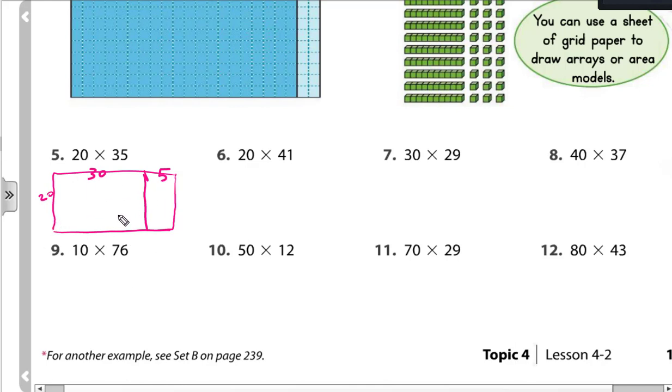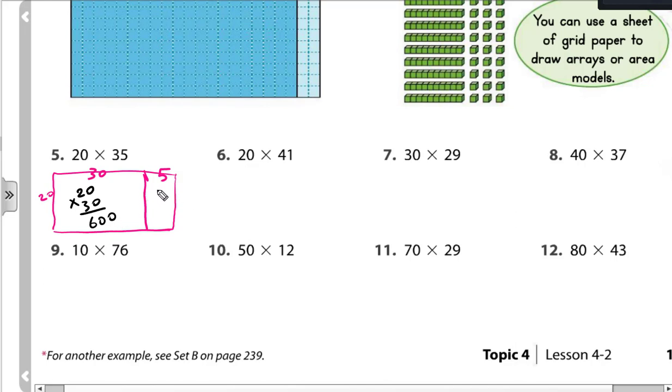Now, let's write the multiplications and find them. This is 20 multiplied by 30. And it will be... Abdulaziz, go ahead. 600. Yes, and the other one.